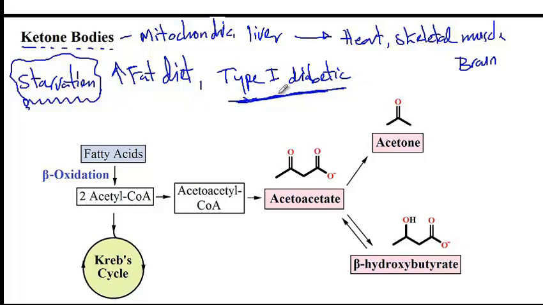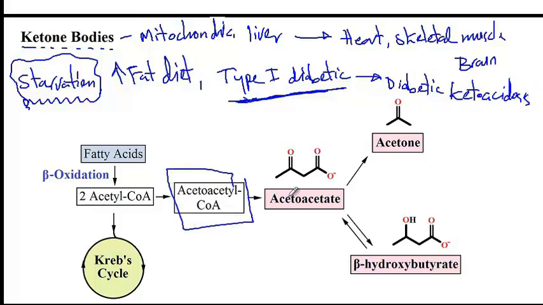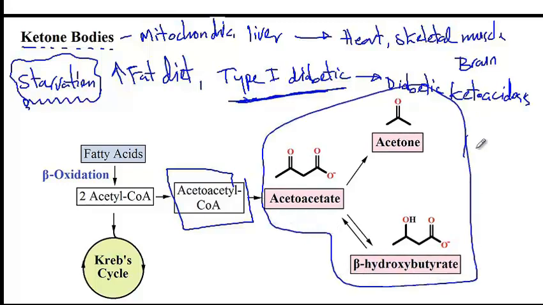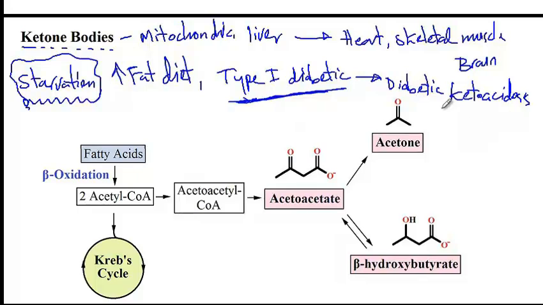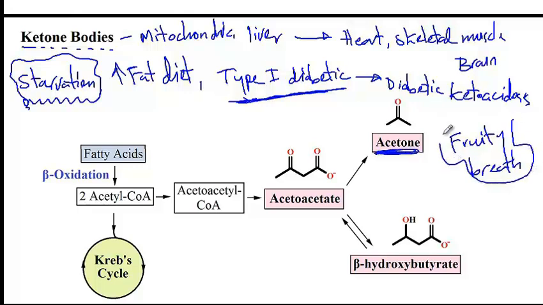And if you see ketone bodies in type 1 diabetic patients, it's called diabetic ketoacidosis. And so here it's showing you how acetyl coenzyme A can be converted into acetoacetate, acetone, or beta hydroxybutyrate, all of which are considered ketone bodies. Now patients with diabetic ketoacidosis are said to have fruity breath, and this is because their breath has the smell of acetone, and so that's why they say they have a fruity breath.